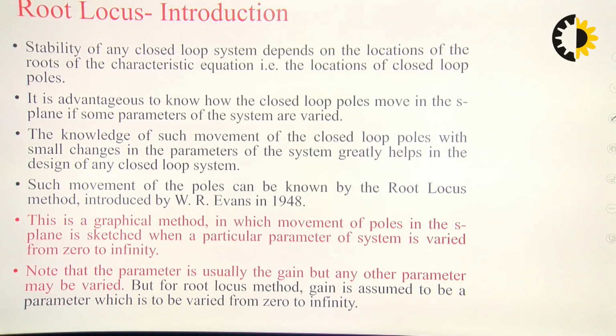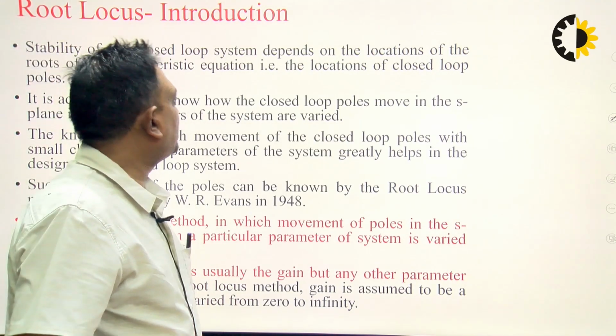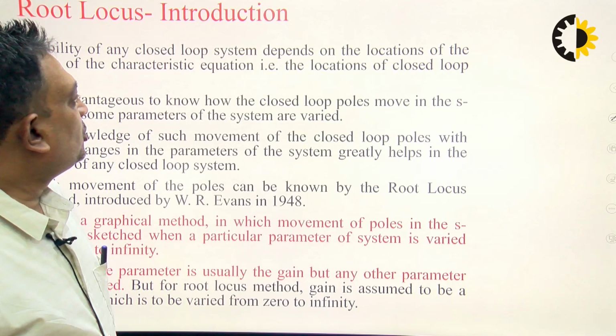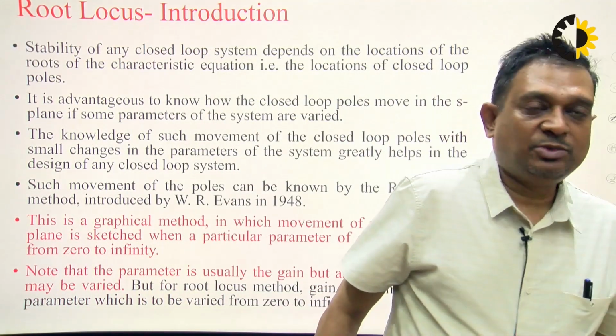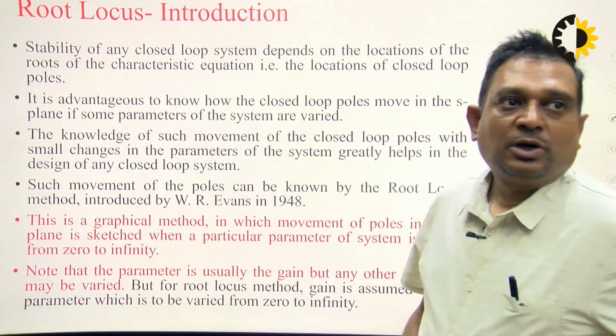We will see the introduction. Stability of any closed loop system depends on the location of the roots of the characteristic equation, that is the location of closed loop poles. So we can define the stability based on the location of the poles.